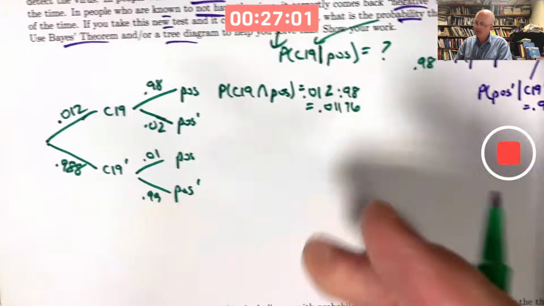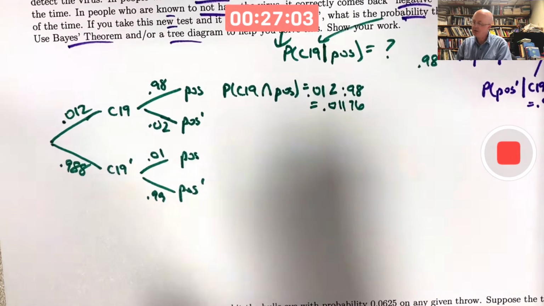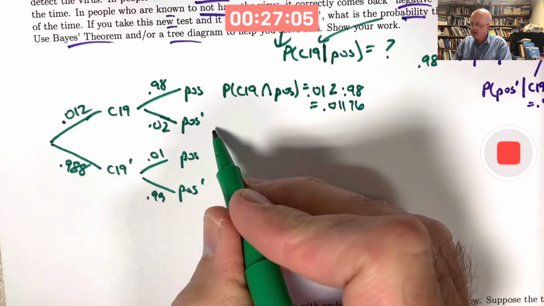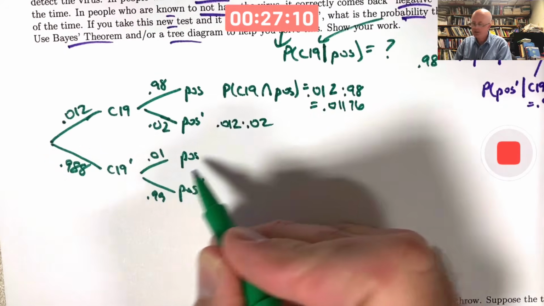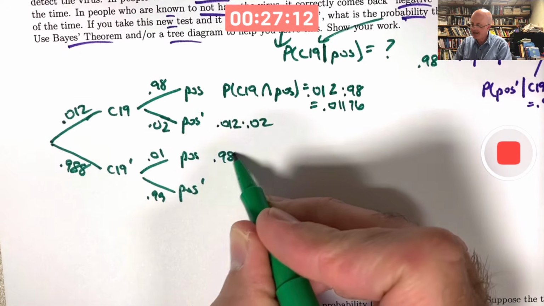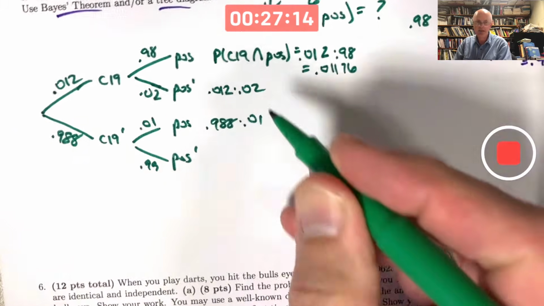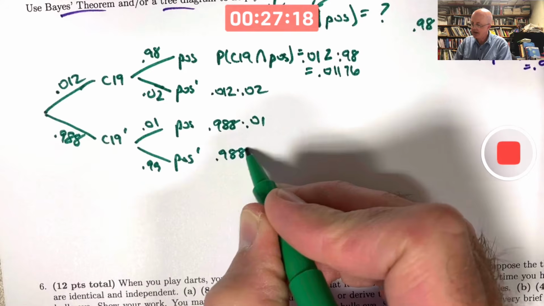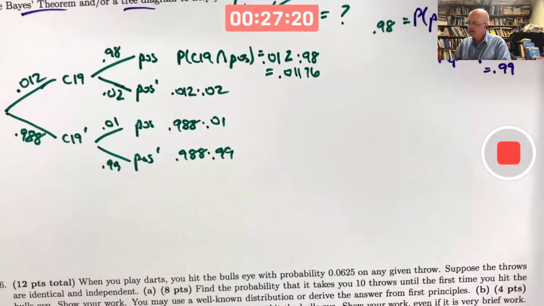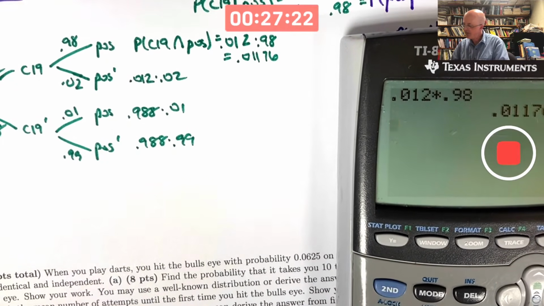And you're going to do the same kind of products along the other ones. You actually don't need all of them, but I'll do them all anyway. Here it's 0.012 times 0.02. Along this path, it's 0.988 times 0.01, and the biggest product is going to be along this bottom path, 0.988 times 0.99. Let's go ahead and figure out all these anyway.